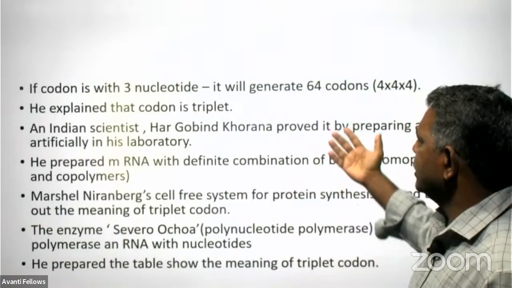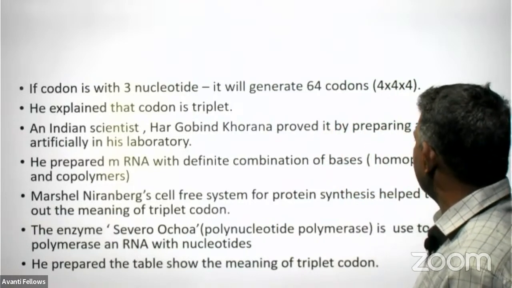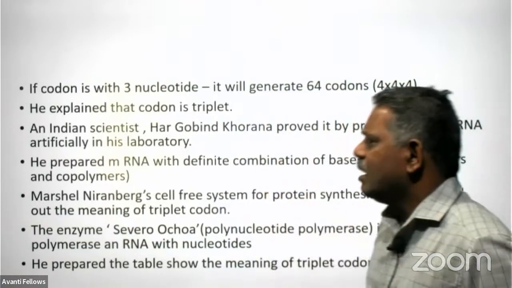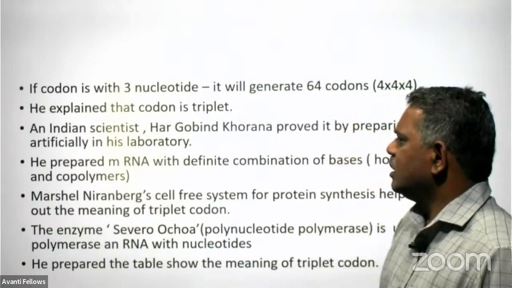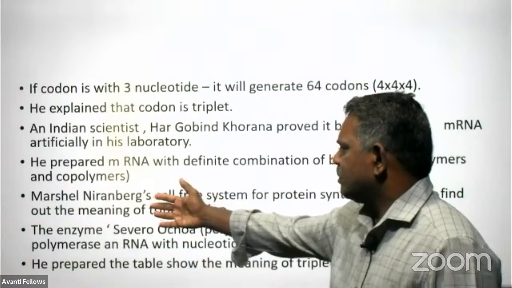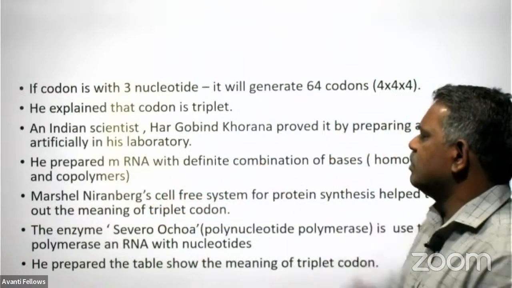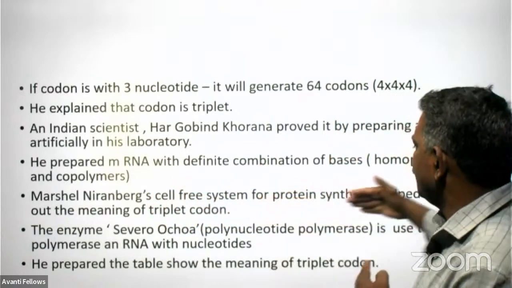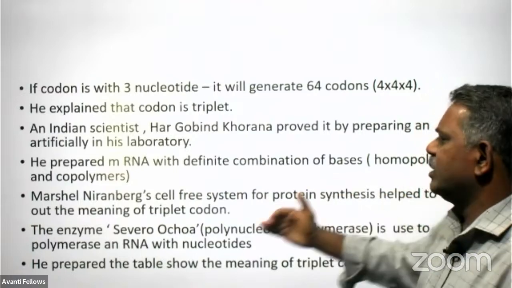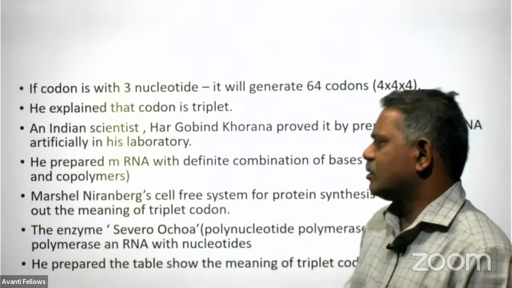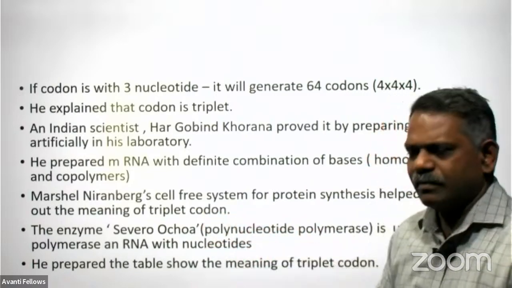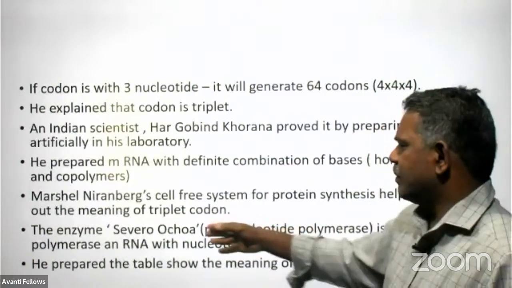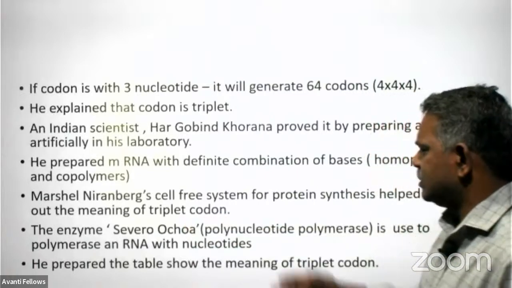See, an Indian scientist, Hargobind Khorana, you may be heard about him. He got Nobel Prize and proved it by preparing an mRNA artificially in his laboratory. And later, Marshall Nirenberg, a cell-free system for the protein synthesis, helped to find out the meaning of the triplet codon. He only found the meaning of all the triplet codon.